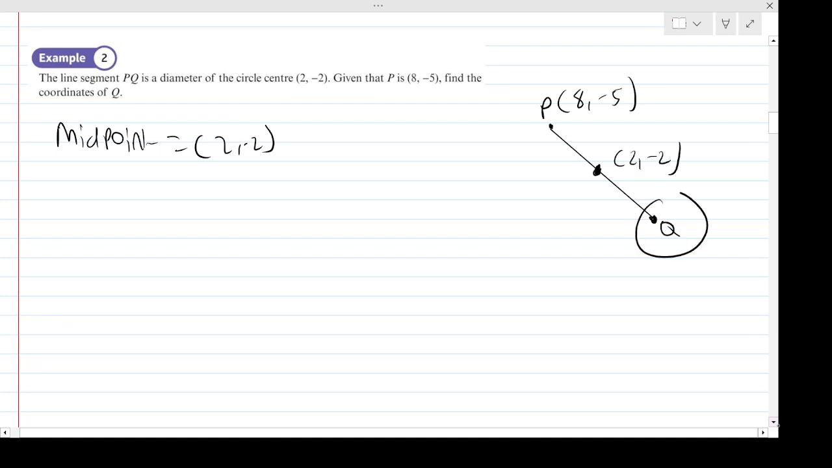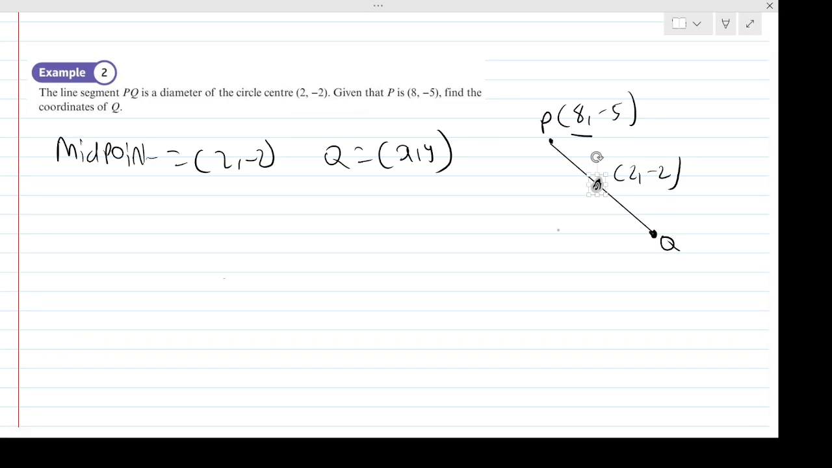So now we need to find Q. So actually we're kind of working backwards in this case. Okay, so we have a midpoint. If we call Q the point (x, y), again, just a general coordinate, we need to find x and y to find the coordinates of Q. But we know the midpoint's (2, -2). So let's just do a midpoint normally. Let's use a bit of algebra, but let's do it how we normally would, right?